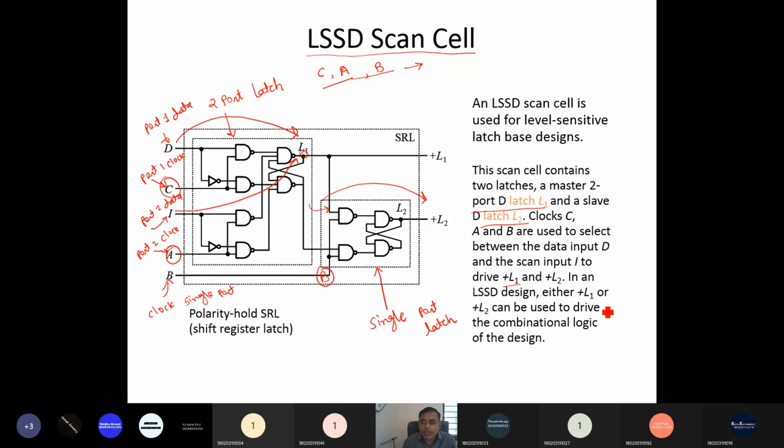Either L1 or L2 can be used to drive the combinational logic of the design. So here we have the facility that we can either use the L1, which is a latch output, or we can use the L2, which we get as a flip-flop output. Because two latches are connected in cascade, it forms a flip-flop. So it can avoid the race around condition as in the master slave JK flip-flop.